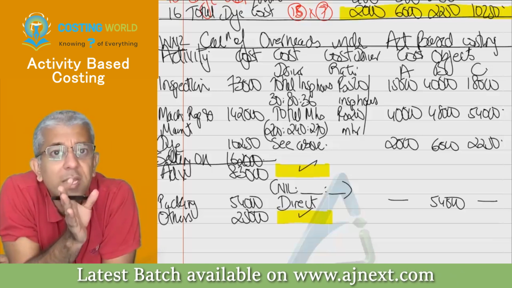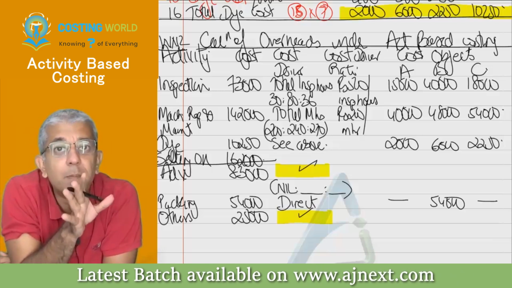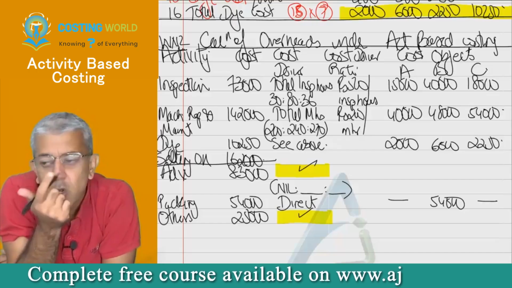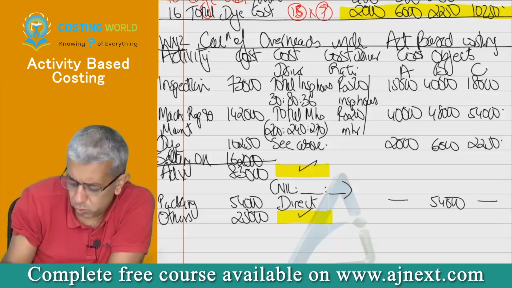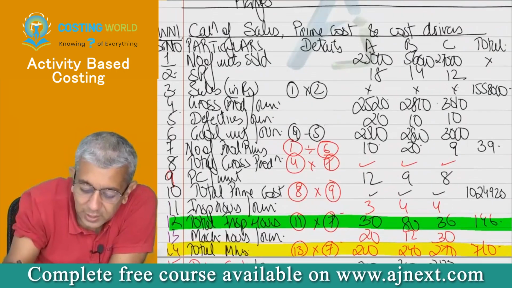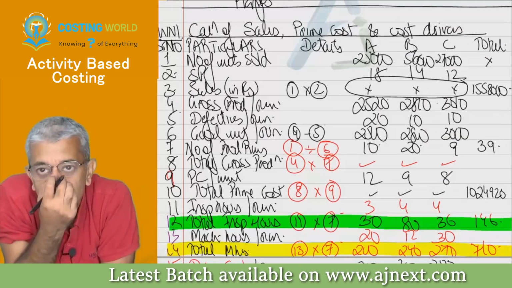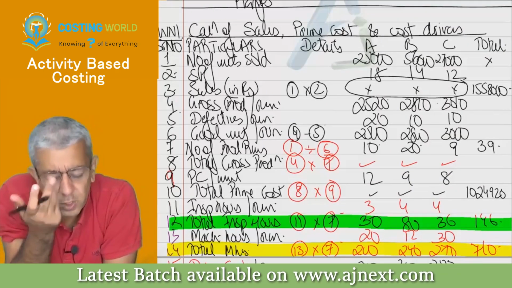Selling overheads you can either divide in the ratio of number of units sold. Is that okay? Or somebody can say, no, sir, I would like to divide that in the ratio of sales in rupees. I'll tell you the difference in them. Okay. Whatever then you would like to do, you all can do.